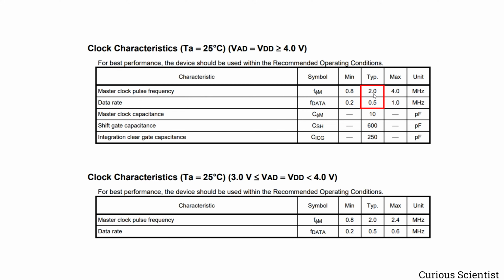So now we already know that we have to feed at least one signal to the CCD, which has to be 2 megahertz. So here we just say that one signal will be 2 megahertz and 50% duty cycle PWM signal. And then we have the data rate.